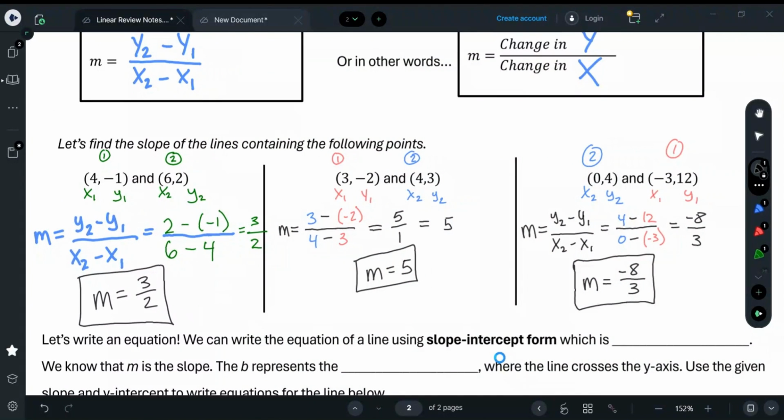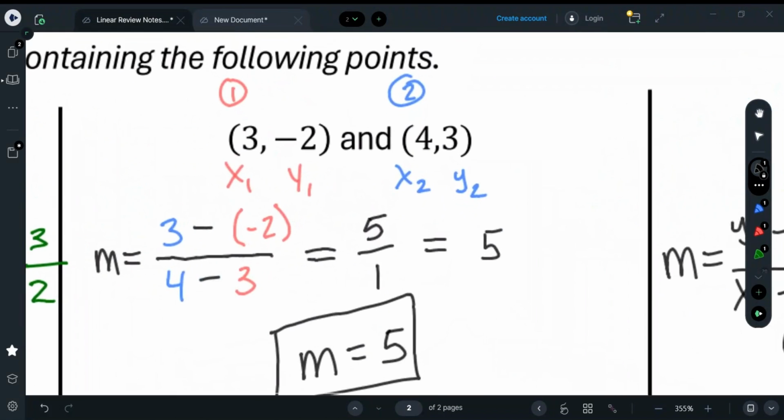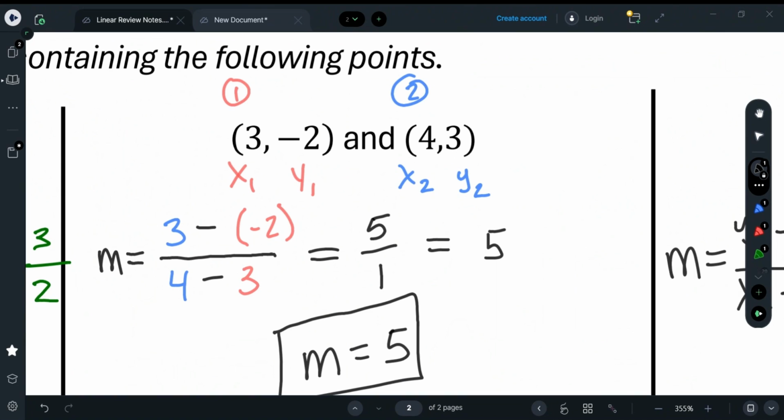All right, hey, I've got the solutions here to these other 2 examples. Let's take a quick look. So for this one here, point number 1, point number 2, I labeled my x1, y1, x2, y2, and then I used the slope formula, y2 minus y1 over x2 minus x1.